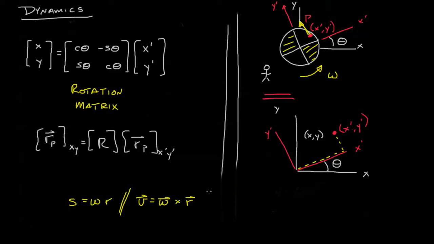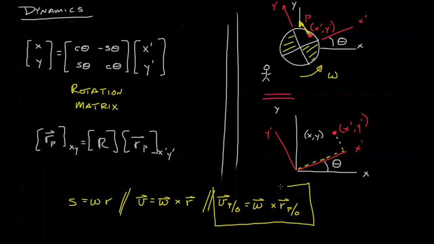Or if we wanted to be maybe more careful, we'd say the velocity of point P with respect to O, being the stationary frame of reference, is equal to the angular velocity crossed with the position of point P with respect to O. What does this really mean? This means that if you are on the merry-go-round, you're looking at this point, nothing's happening. The point's just stuck on the merry-go-round. It's just sitting there, so there is no velocity.